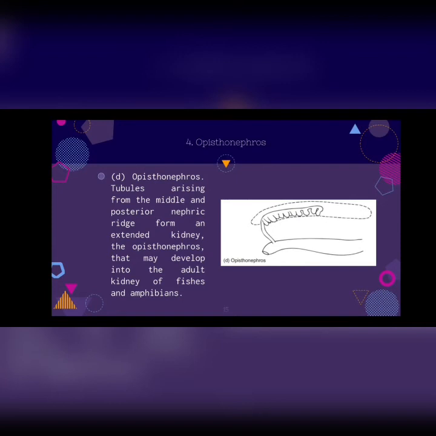And the last is opisthonephros. Tubules arising from the middle and posterior nephric ridge form an extended kidney, the opisthonephros, that may develop into the adult kidney of fish and amphibians.